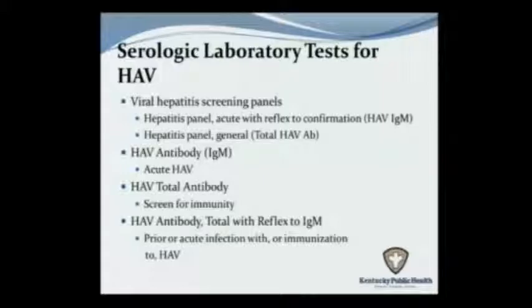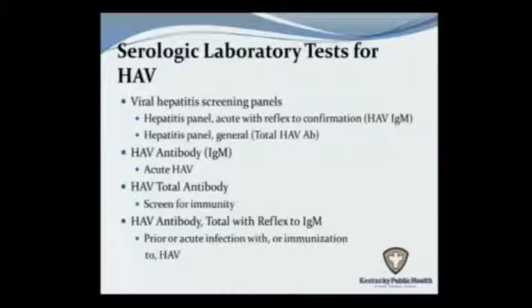Then if they do a general hepatitis panel, for that one, we'll only report out total HAV antibody. And that happened recently with a case. There was a panel that was done, but it was the total antibody for HAV that was reported. And I'll tell you a little bit about that case later. And then there's HAV antibody, IgM. Of course, that would help you identify an acute phase HAV.